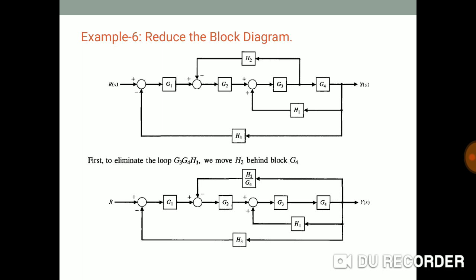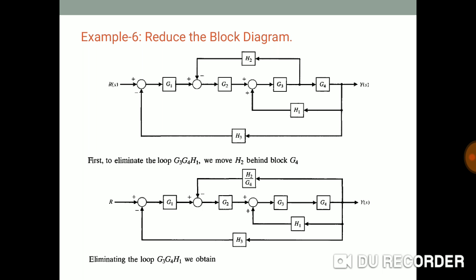This is the next step. For that we have shifted the takeoff point, as we have to remember the formula, always shift the takeoff point to the right hand side and the summing point to the left hand side. Here it is, we have shifted the takeoff point. As we have shifted the takeoff point after the G4, H2 divided by G4 is there at the feedback side.